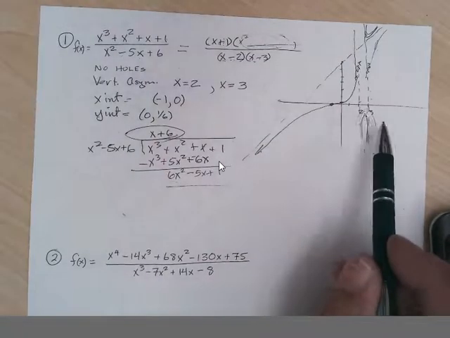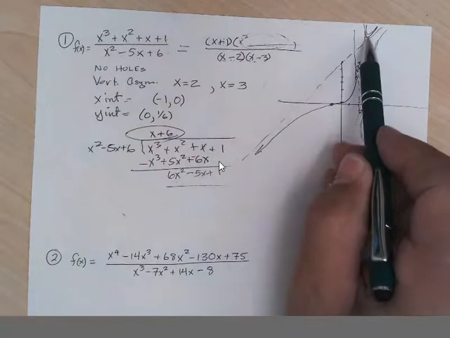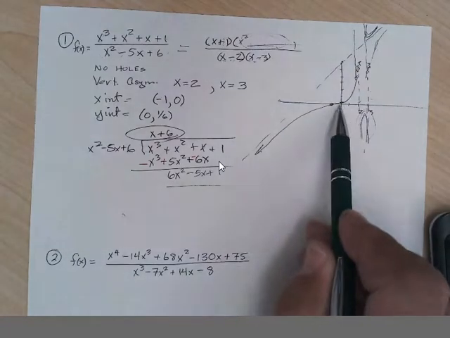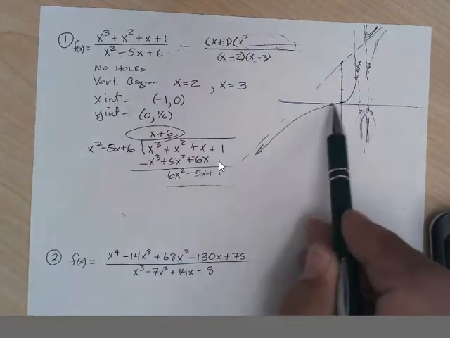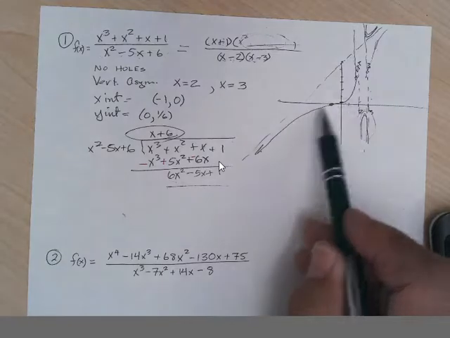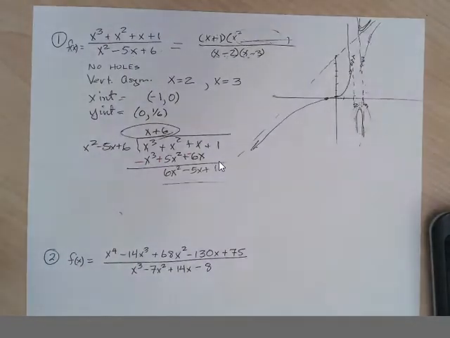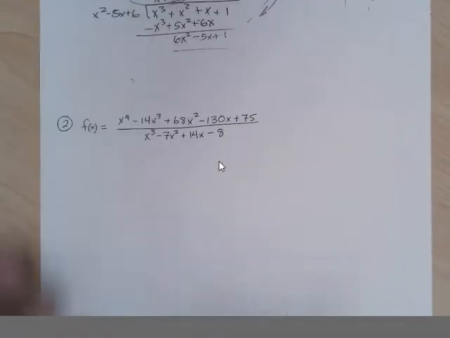Then I could talk about maximum here or minimum there, or doesn't look like this hits a minimum. It just kind of bends but keeps going up. Okay? Number 2.